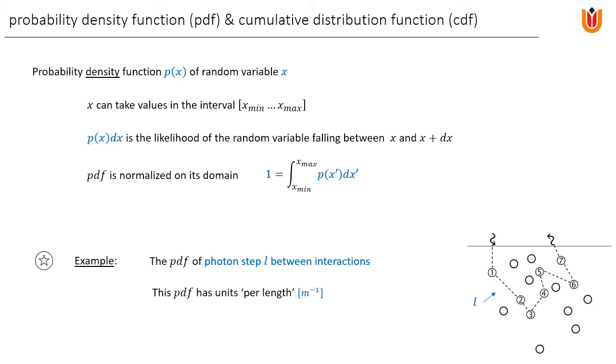An example of this is the PDF of photon step length between interactions, so the free propagation between interactions, which has a unit of per length because it describes the probability per unit length.